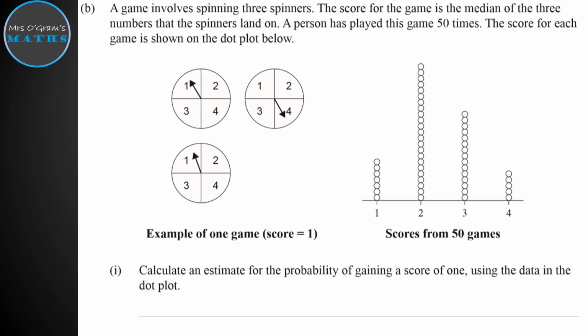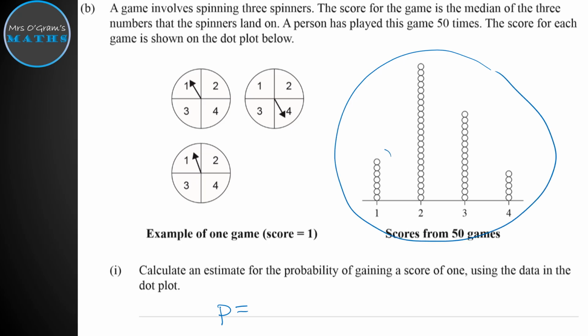B is about a game involving spinners, and we've got the scores from 50 games here. Now the score is calculated as the median of the 3 spinners. Calculate an estimate for the probability of gaining a score of 1. So this is a real nice and easy, straightforward probability. From these 50 games that we've got here, how many came out to a 1? Just count the dots. There's 7 of them, so it's 7 out of 50.